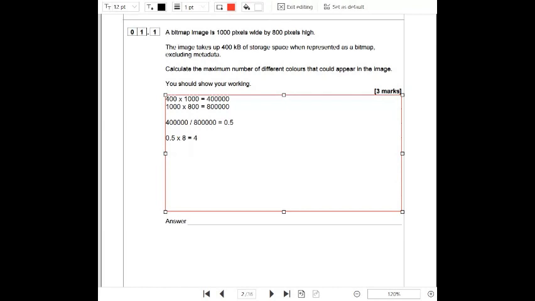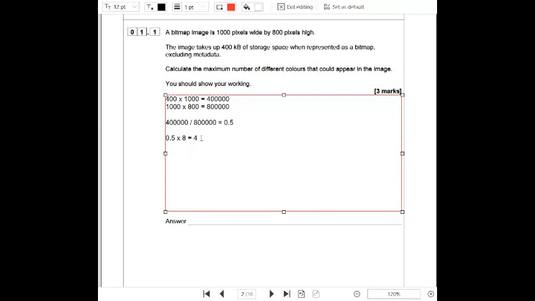So I've literally broken this down. I've basically got 400 times 1,000 is 400,000. 1,000 times 800 is 800,000. 400,000 divided by 800,000 is 0.5. 0.5 times 8 is going to give us a 4. Nice and easy there.